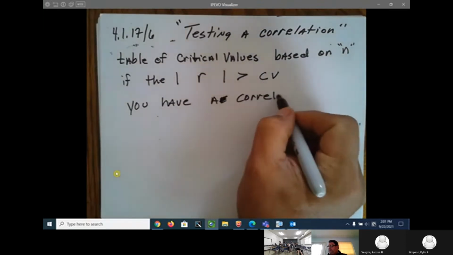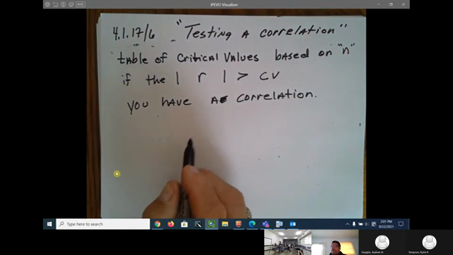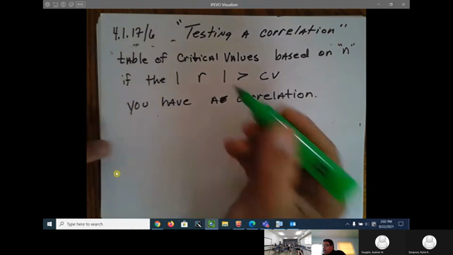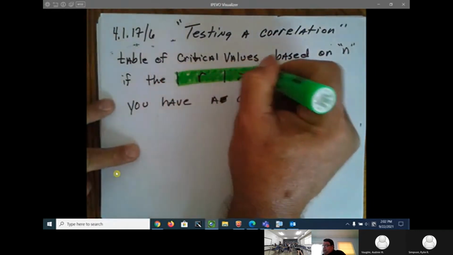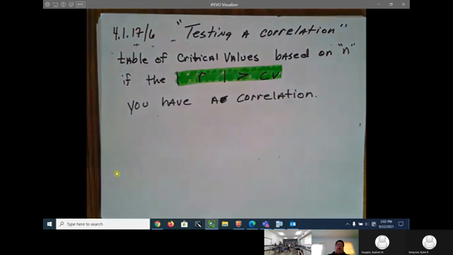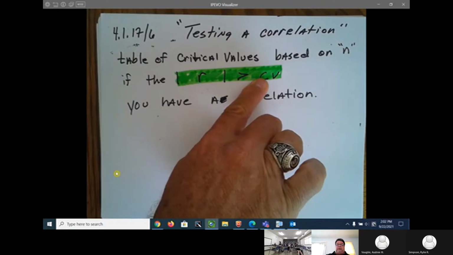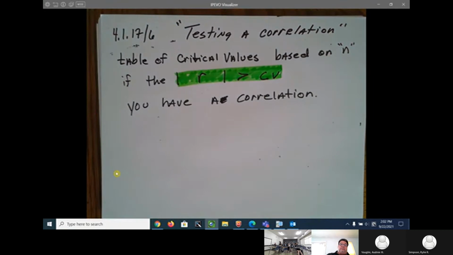Now, did I tell you all that the other day? I can't remember. This is from 4.1 and 4.2. So I can't remember if I told y'all that or not. So I want you to write this down. I want you to highlight it. If you calculate the R, and if you take the absolute value of R, and it's greater than the critical value, which is in the table, then you have a correlation. If it's not greater than, then you do not have a correlation.